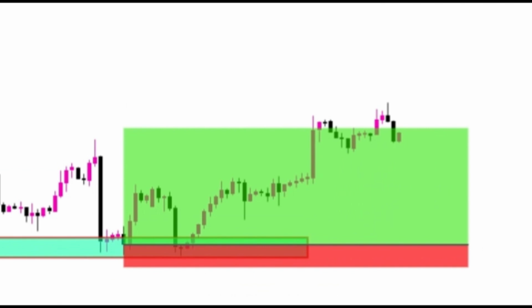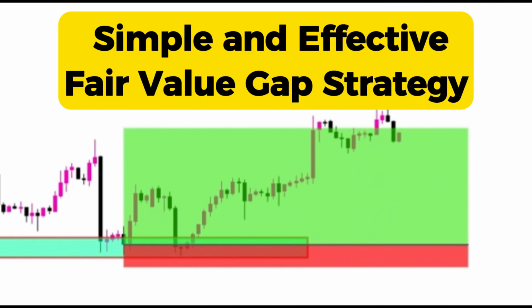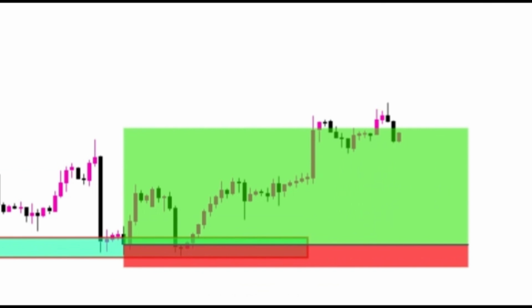Now, since we have learned all the basic concepts of the fair value gap, let us now learn the simple yet effective fair value gap strategy that would help you in making more profits in the market. The strategy that we are going to reveal in this video would help you in trading the fair value gaps in the market in a correct way. Now let us begin with learning this strategy. We would learn this strategy through an example so that you can understand it properly.